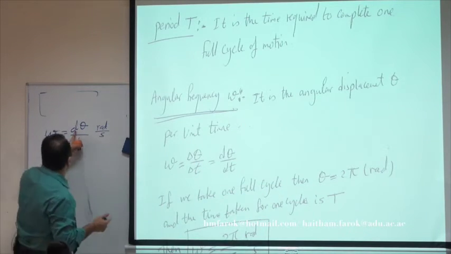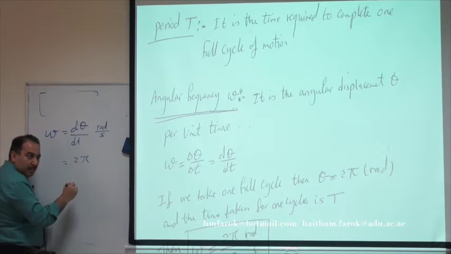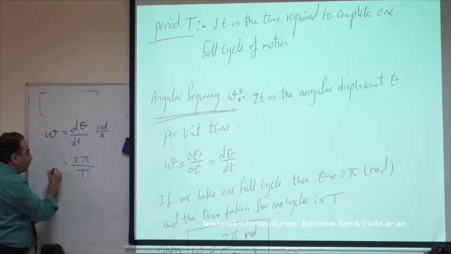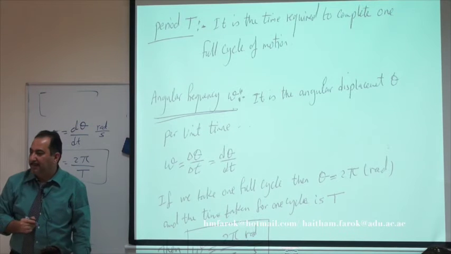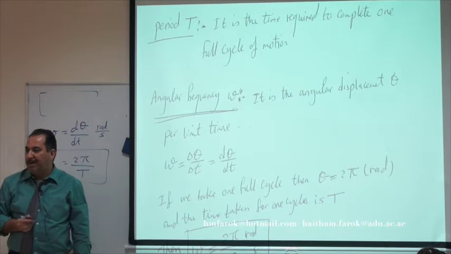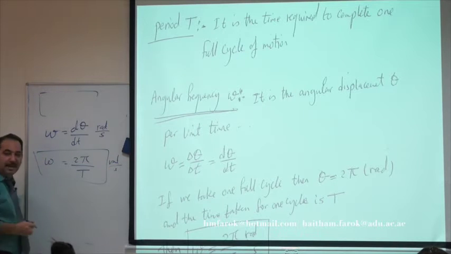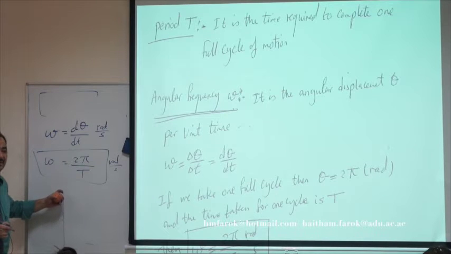So now, if I replace d theta by 2 pi, how much is the time for 2 pi? So what is omega equal to? Always 2 pi over period. And remember, the unit is rad per second. So this is one of the formulas for angular frequency.